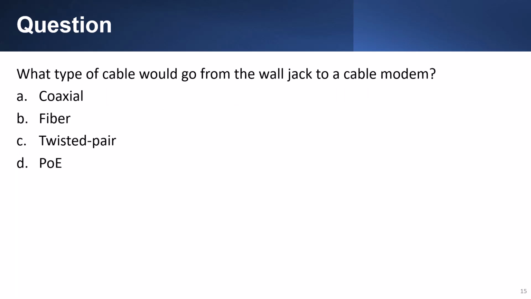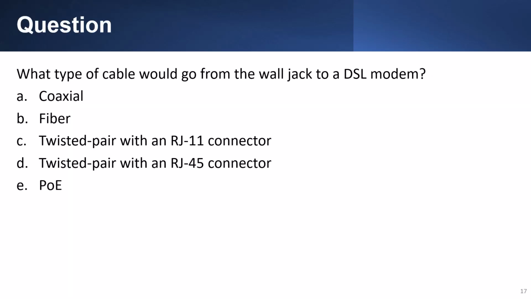Question: what type of cable would go from the wall jack to a cable modem? Answer: coaxial. Question: what type of cable would go from the wall jack to a DSL modem? Answer: twisted pair with an RJ11 connector.